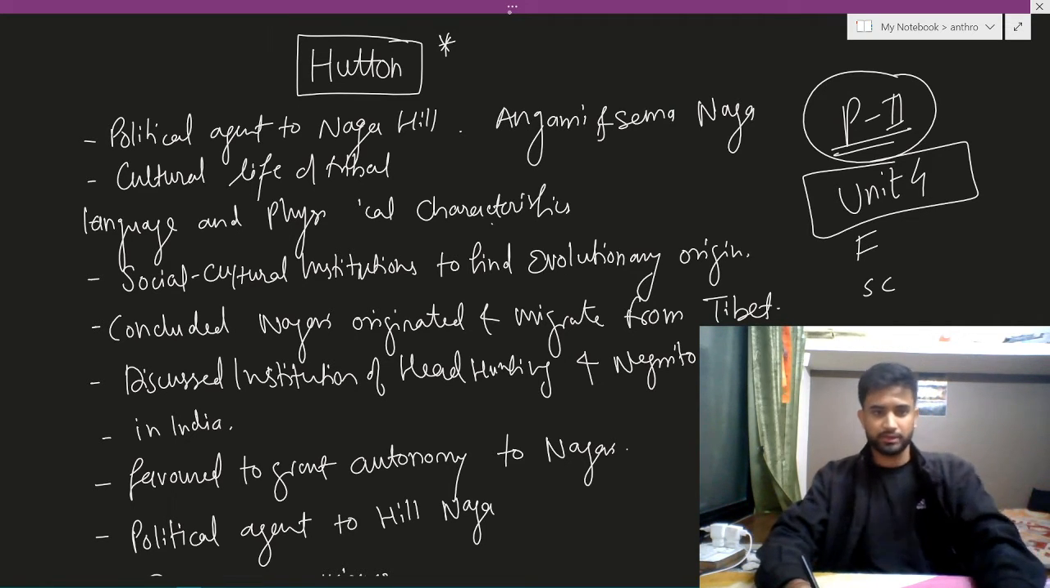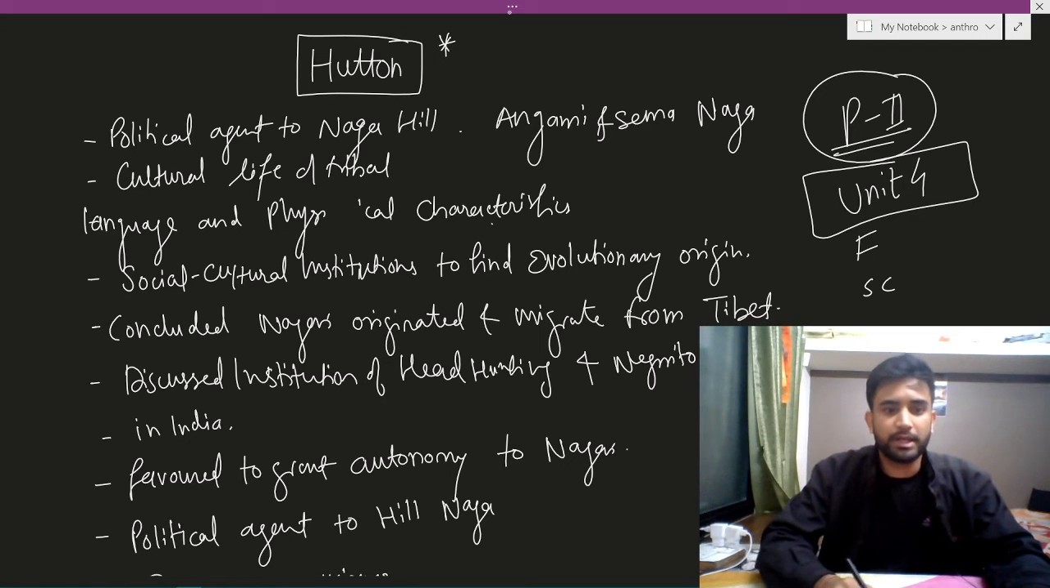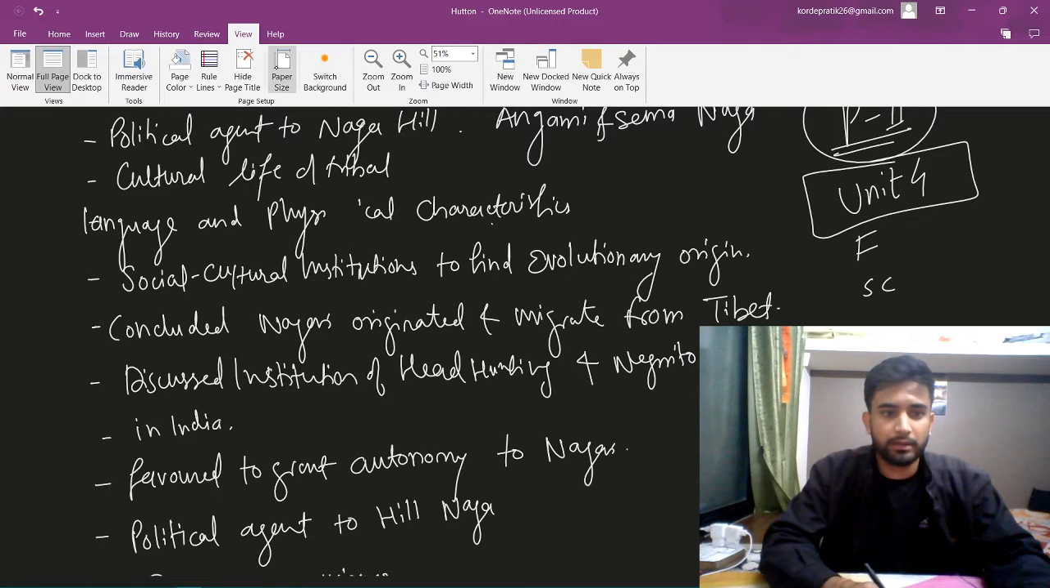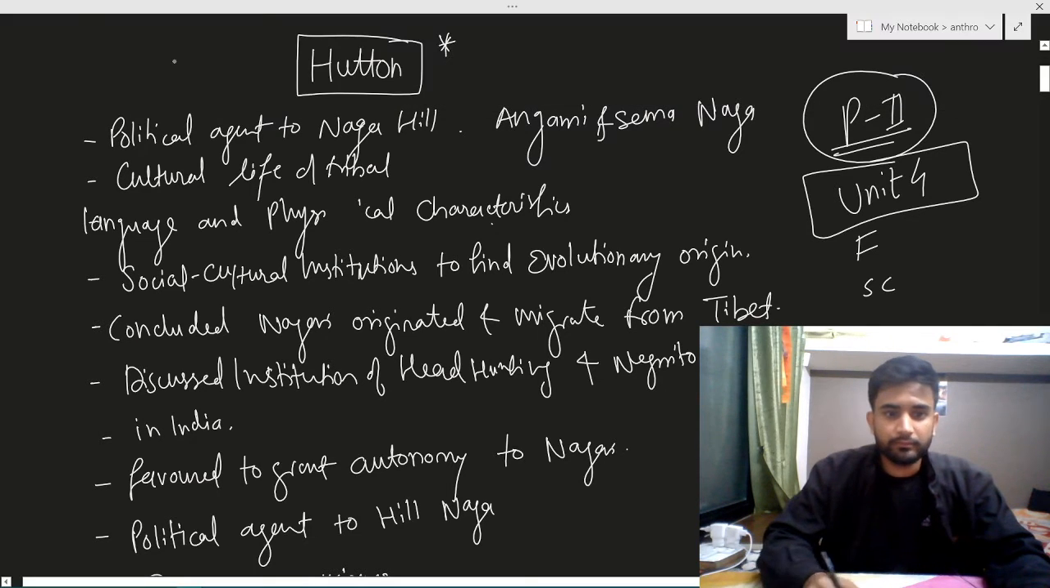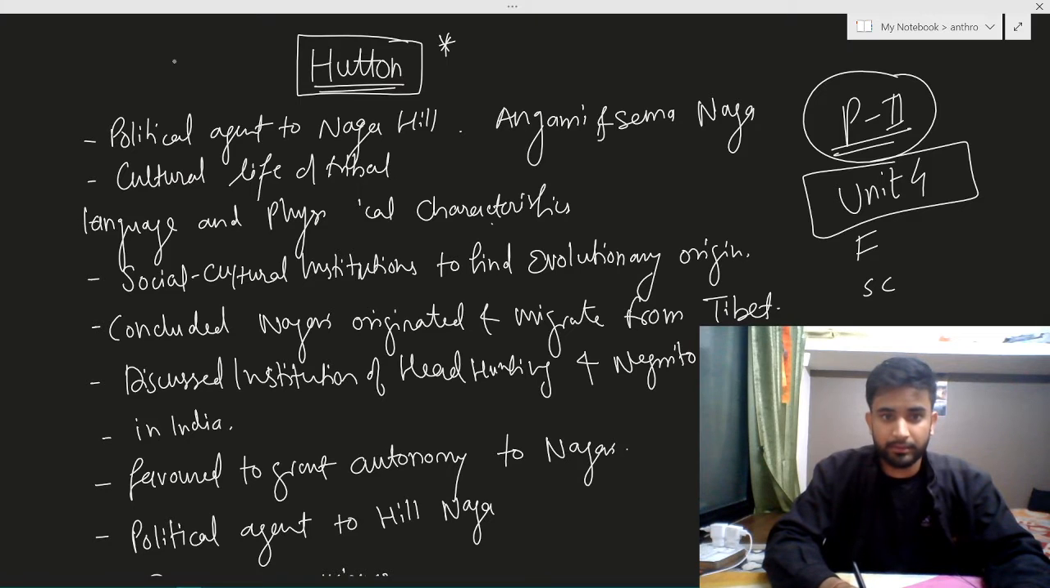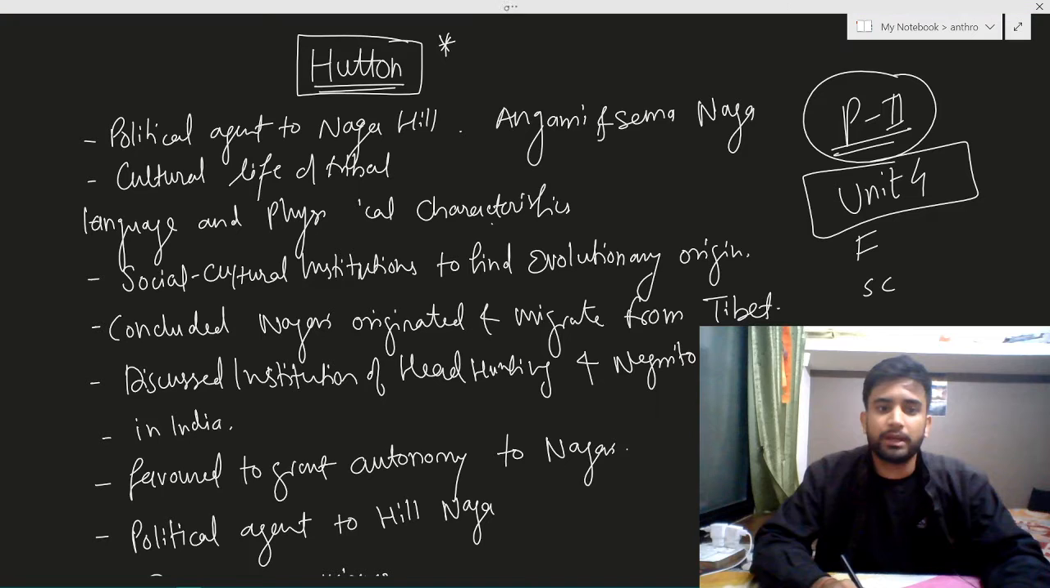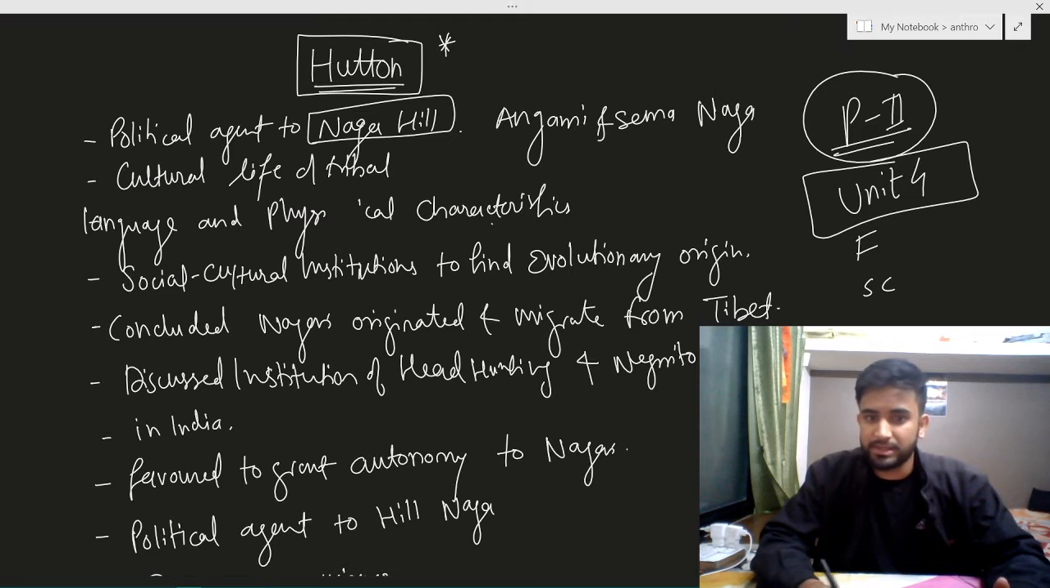As far as Hutton was concerned, he was appointed as a political agent to Naga Hills. What I mean is that during that time, whatever the issue was on the Nagaland front between tribes such as the Angami Naga and Sema Naga, he was acting as a political agent in order to make peace.